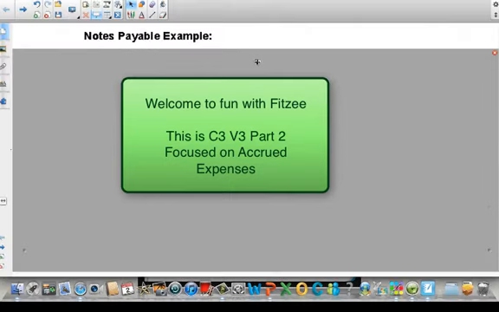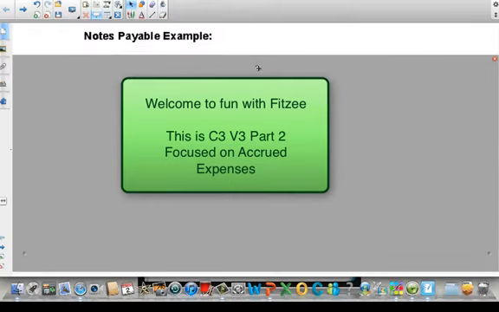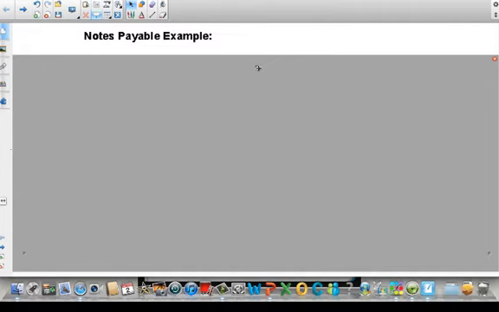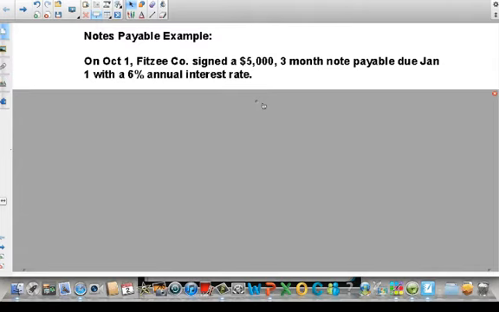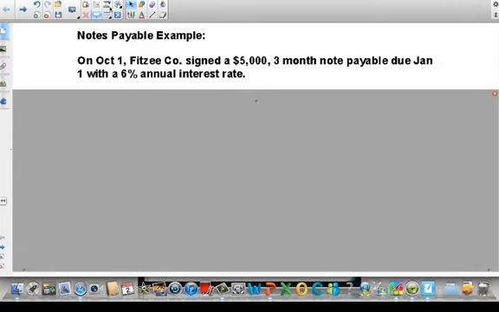Okay, let's do a notes payable example. So I want to go through this notes payable in a little bit of detail. Okay, so on October 1st, Fitzy Company signed a $5,000 3-month note payable due January 1st with a 6% interest rate.